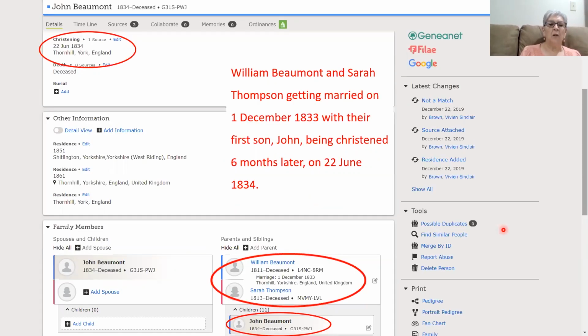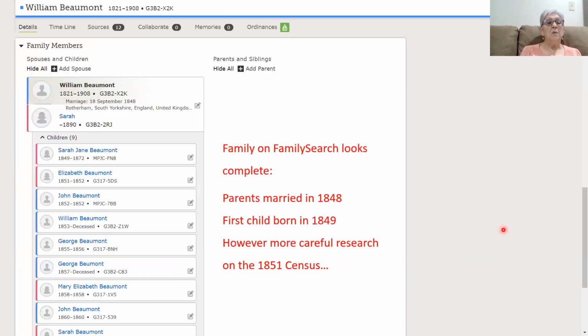This is a different one, I believe. Yeah, this is a different William Beaumont, but also married to Sarah. And so here he is. They're married in 1848. It looks like their first child is born in 1849, and everything looks pretty good.